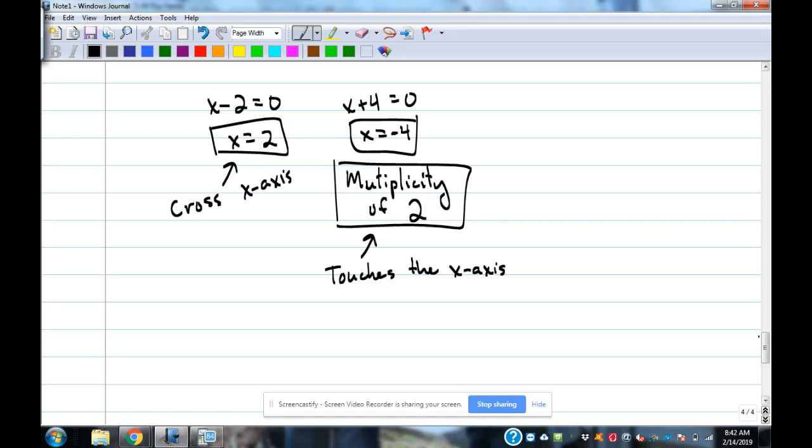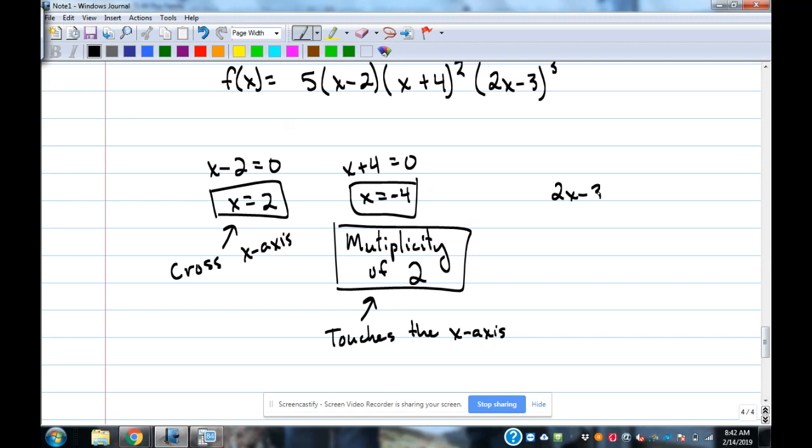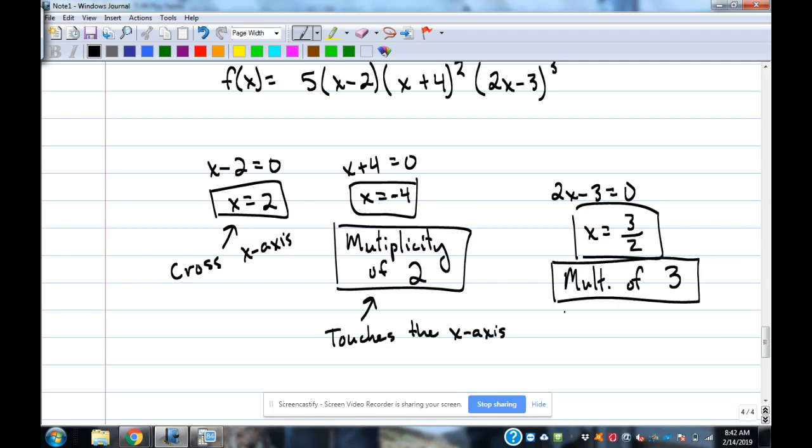And then the 2x minus 3, if I set that factor equal to 0, I'm going to get x equals 3 over 2. And that zero has a multiplicity of 3. So that's an odd multiplicity. So that means it crosses the x-axis. Okay, so even multiplicities bounce off or touch the x-axis. Odd multiplicities cross the x-axis. Keep that in mind as we go forward from here throughout the chapter. So be aware of that.